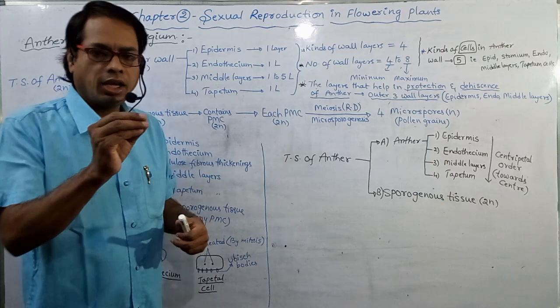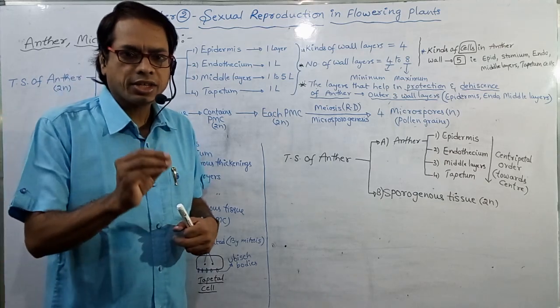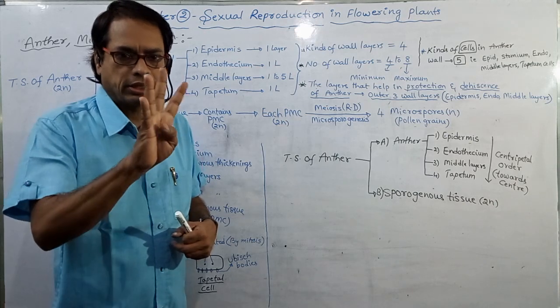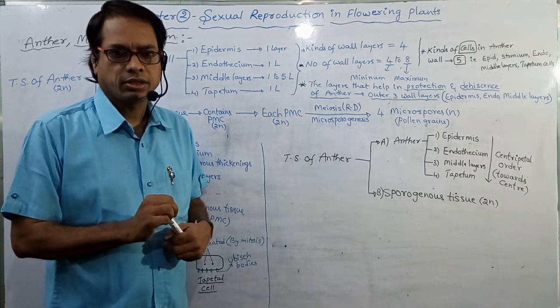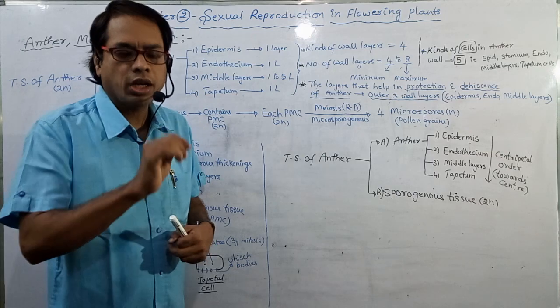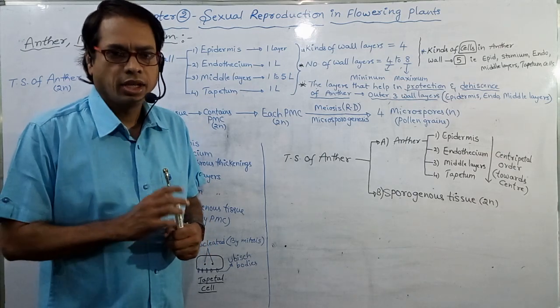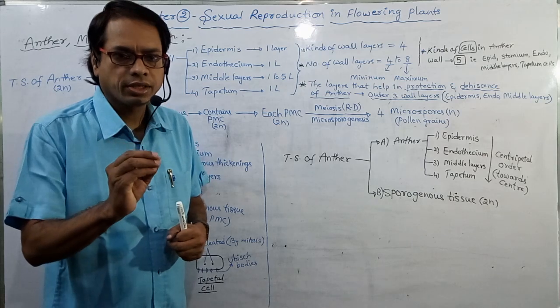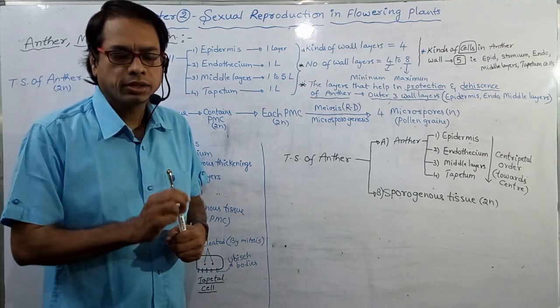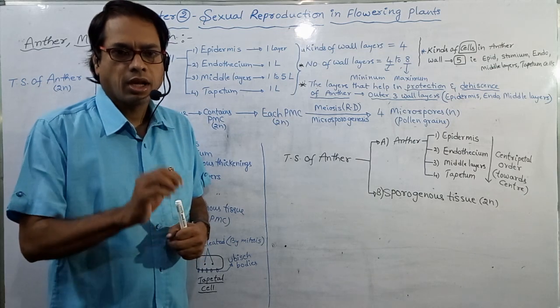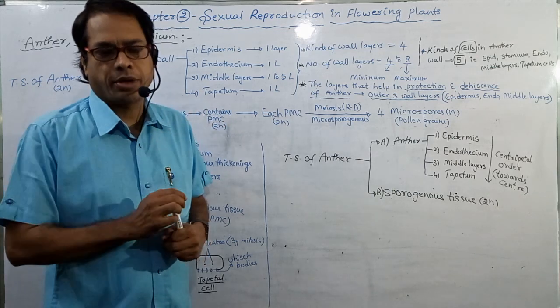Dithecous stamen is bilobed, tetrasporangiate, tetragonal in shape. It is very important, my dear students. Dithecous stamen is bilobed, tetrasporangiate and tetragonal in shape.